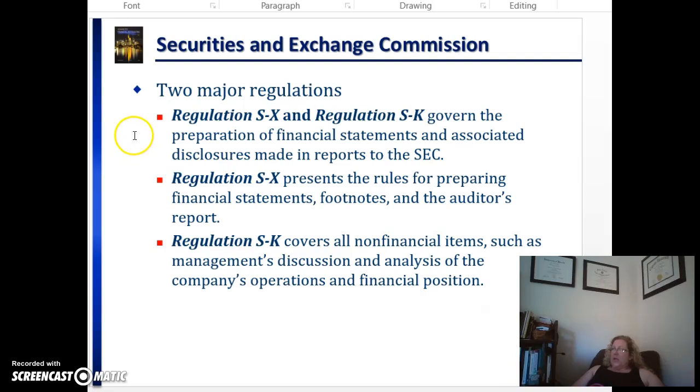Two major regulations are Regulation S-X and Regulation S-K. They govern the preparation of financial statements and associated disclosures made in reports to the SEC. S-X presents the rules for preparing financial statements, footnotes, and auditors' reports. And S-K covers all non-financial items such as management's discussion and analysis of the company's operations and financial position.